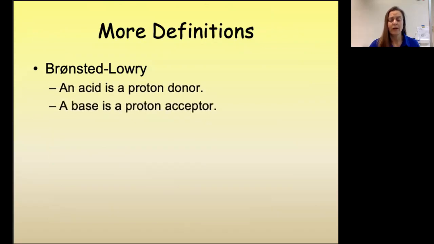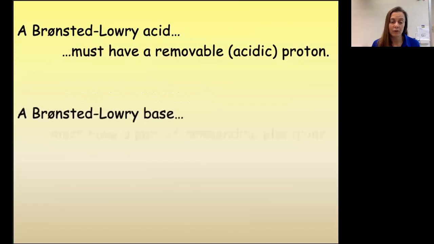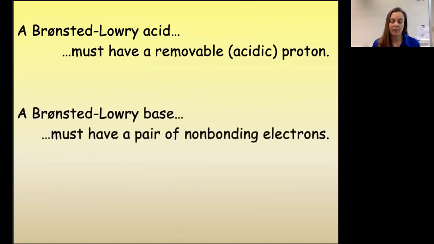So in order for a Brønsted-Lowry acid to be a proton donor, it has to have a removable proton. It has to have a hydrogen that is attached in such a way that it can fairly easily be removed. So generally speaking, this means that this is a hydrogen in a very polar bond. So very often hydrogen attached to oxygen in such a way that it's easy to break that bond and have it donate that proton. And a Brønsted-Lowry base has to have a pair of non-bonding electrons so that it can accept that hydrogen and form a bond with it.